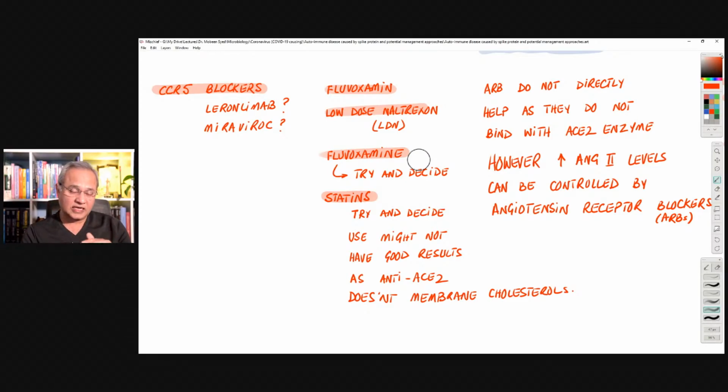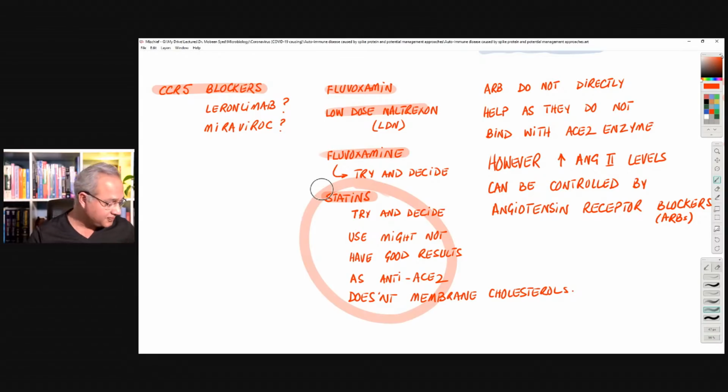Then low dose naltrexone. I am seeing that this is one of the most successful therapies, low dose naltrexone. Once again, these drugs, low dose naltrexone or fluvoxamine or others, because they act on the brain, can cause serious harm as well in terms of psychological state and mindset. So please, please, please don't take them over the counter. Talk with your doctor, discuss it. They know what your situation is, and then decide. So fluvoxamine, try it and decide with the doctor's help.